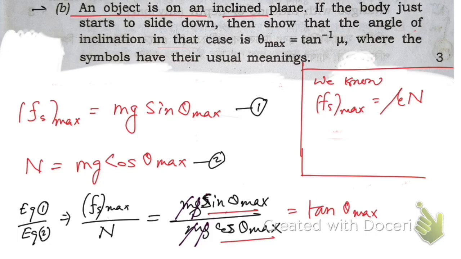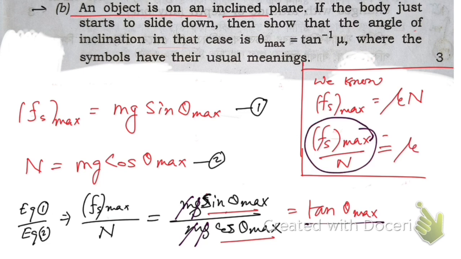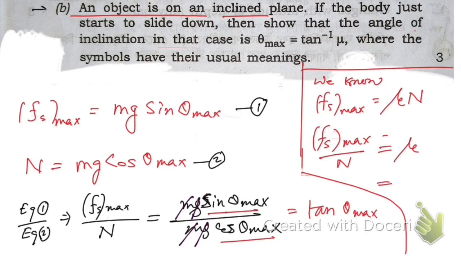So therefore, here you see Fs max divided by N is equal to mu, right? So now you see, you can replace this term by this tan theta max, because this is equal to tan theta max, right? Let me write, this is equation number 3.